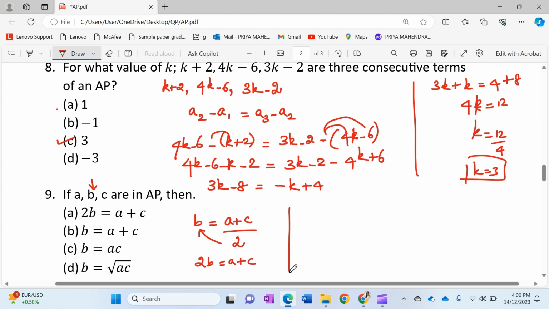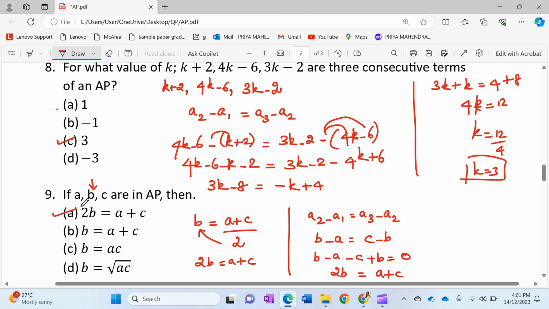This can be done in another way. So we know a2 minus a1 is equal to a3 minus a2. The consecutive difference will always be the same. So a2 minus a1 is b minus a, which will be equal to c minus b. So take it to the other side: b minus c plus b is equal to 0. So 2b is equal to, if I take a and c to the other side, I will get a plus c, isn't it? So which is option A.